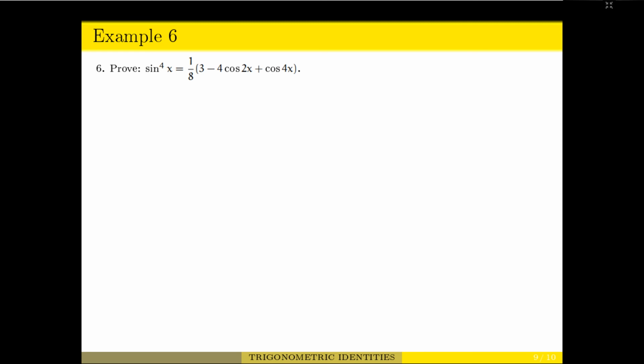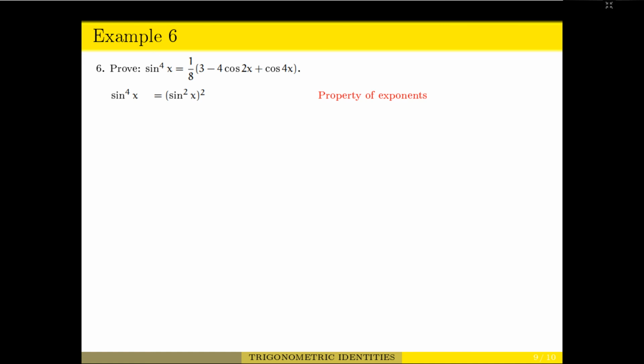For our last example, we want to prove sine raised to 4x is equivalent to 1/8 times quantity 3 minus 4 cosine 2x plus cosine 4x. Now, we can be tempted to just simplify the right side of the equation, but let's try to do it by simplifying the left side of the equation, which is sine raised to 4x. By applying the property of exponents, we can rewrite it as sine squared x raised to 2.